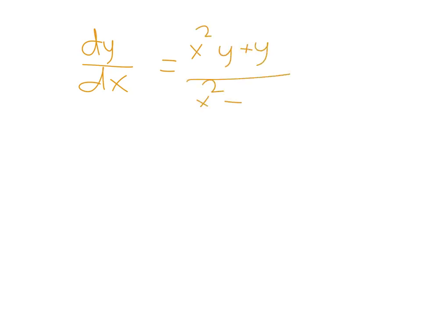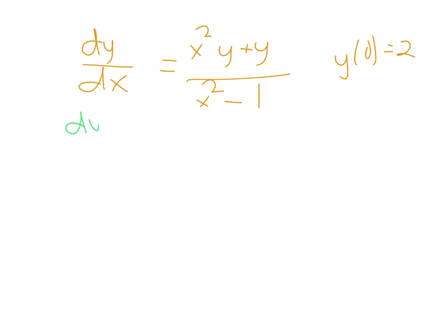And my last problem for this video looks a little extra spicy. We've got dy dx is x squared y plus y, over x squared minus 1. In this case, y of 0 is 2. So let's go ahead and separate the variables.